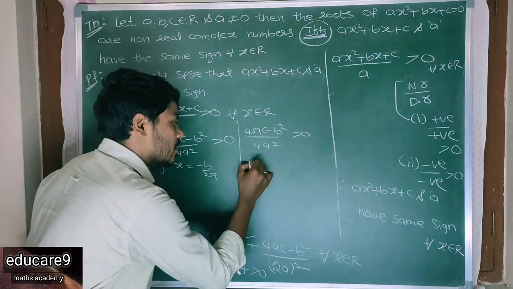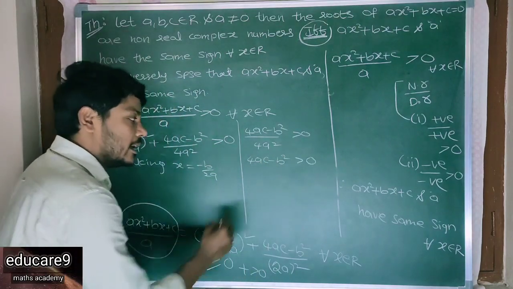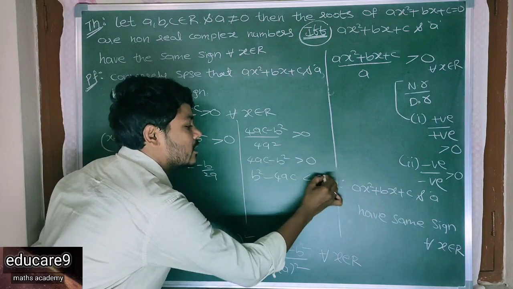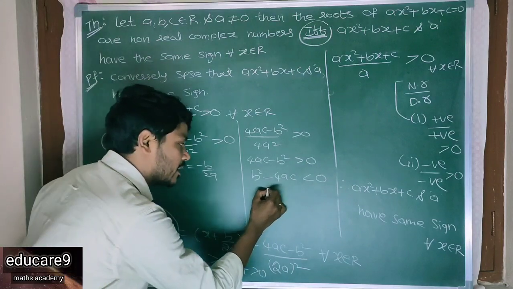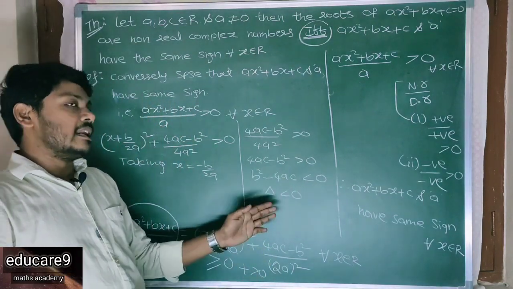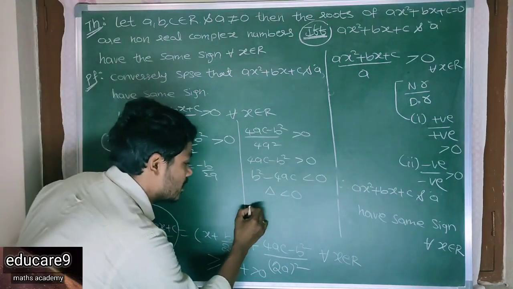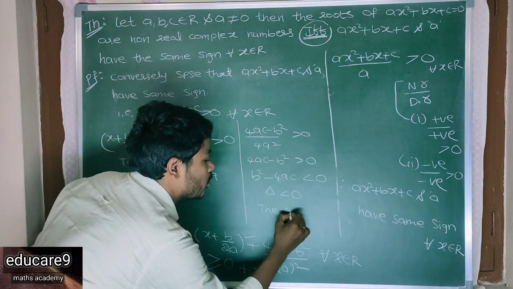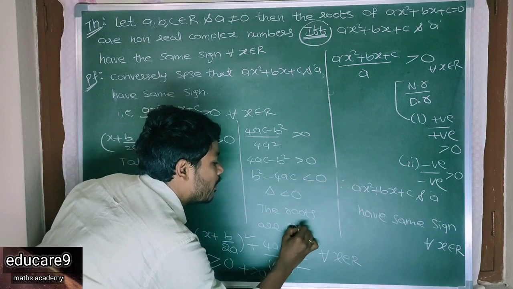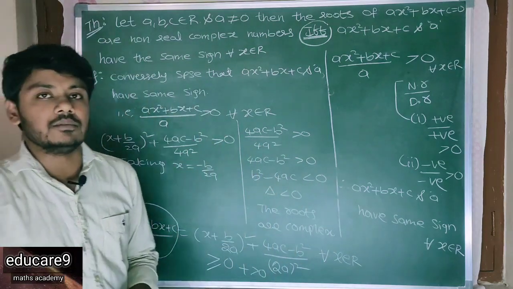From this, 4ac minus b square is greater than 0. Again, this can be written as b square minus 4ac is less than 0. So this is delta less than 0. If delta is less than 0, then the roots are complex. Therefore, the roots are complex. This is the first theorem.